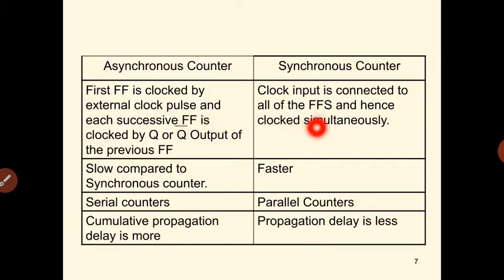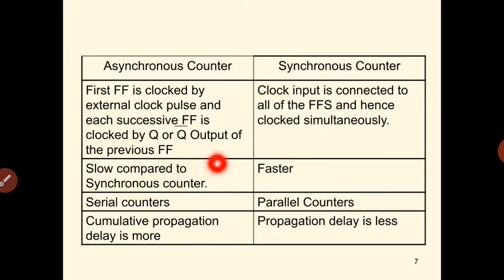In contrary to that, in the case of synchronous counters, clock input is applied to all the flip-flops simultaneously and at a time. So the same clock pulse is applied to all the flip-flops at a time. That is the meaning of synchronous counters. In the case of asynchronous counters, only the first flip-flop is applied with external clock input, and the clock input for the rest of the flip-flops will be derived from the outputs of previous flip-flops. And in the case of synchronous counters, clock input is applied to all the flip-flops simultaneously. That is the basic difference between asynchronous counters and synchronous counters.